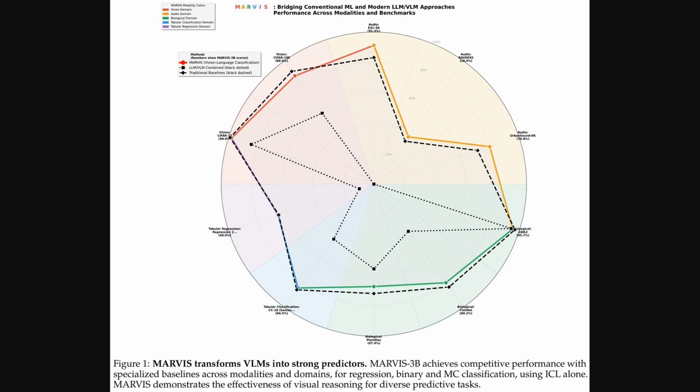Okay, so this first figure really visualizes the core claim. It's a radar chart showing MARVIS's performance across different data types, like vision, audio, and tabular data. The solid colored lines represent the MARVIS 3B model, and it achieves these results using only in-context learning. In-context learning is the ability of a model to learn a task from examples in its prompt, without any retraining. You can see the MARVIS line consistently stays near the outer edge, close to the specialized models, and it dramatically outperforms other general approaches.